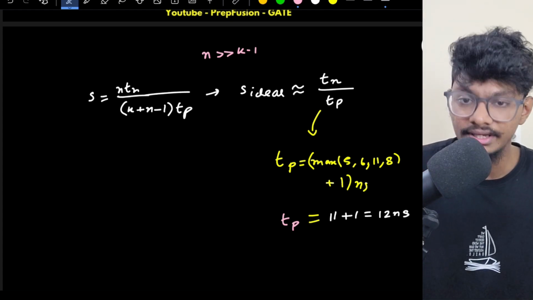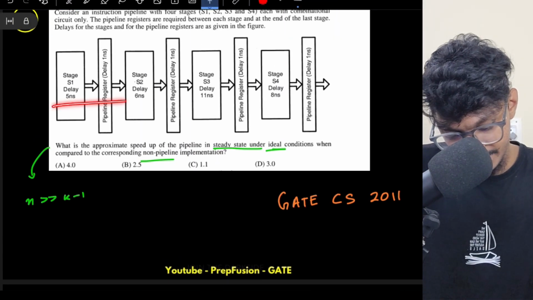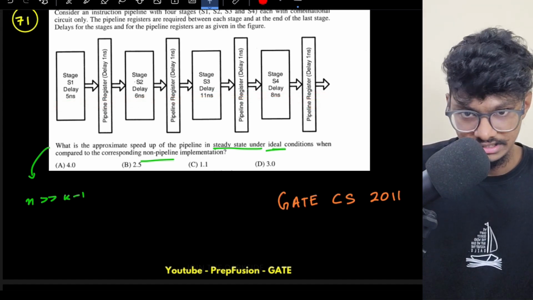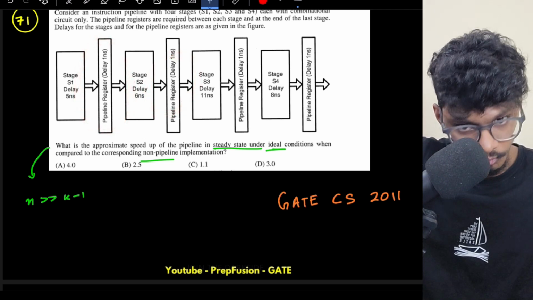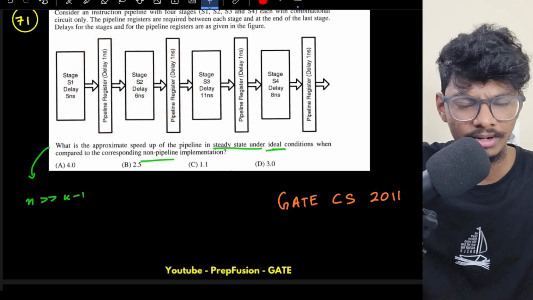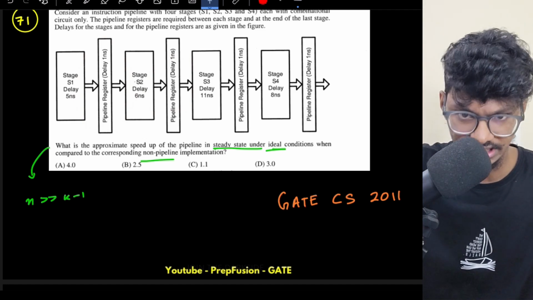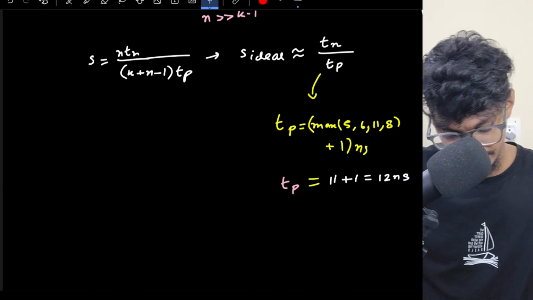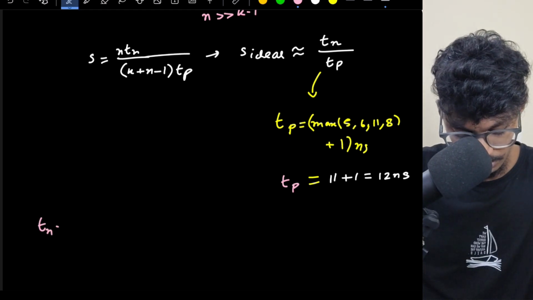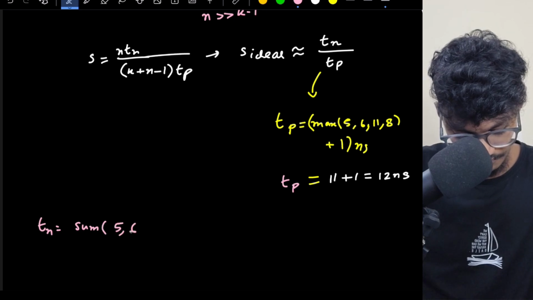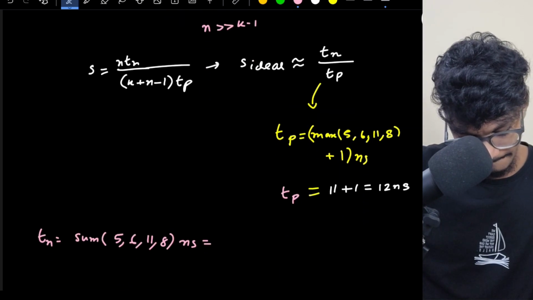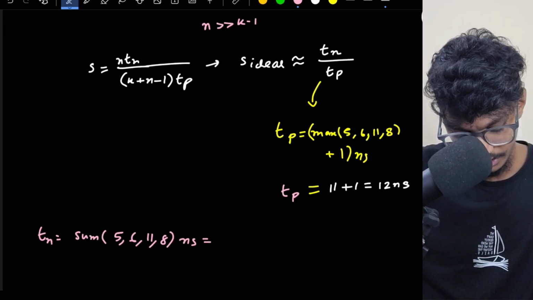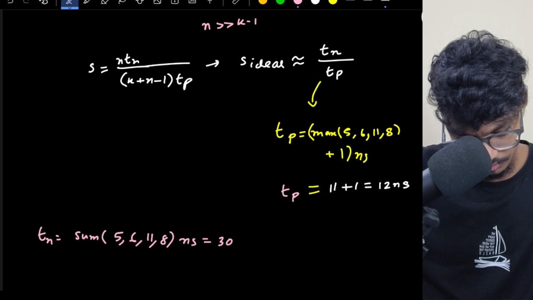What will be TN? TN is basically the time taken to perform one instruction for a non-pipeline system. I have told you that for a non-pipeline system I will not consider register delays, because only the pipeline system needs registers. For a non-pipeline system there is no requirement of registers. The explanation was provided at the start of this lecture. So TN will just be the summation of all the delays, the sum of 5, 6, 11, 8 nanoseconds. 5 plus 5 is 10, and this is 11, 11, 22, 30. So this will be 30 nanoseconds.